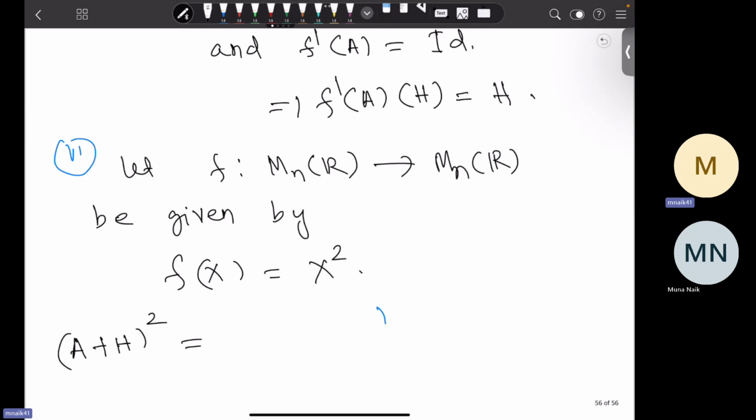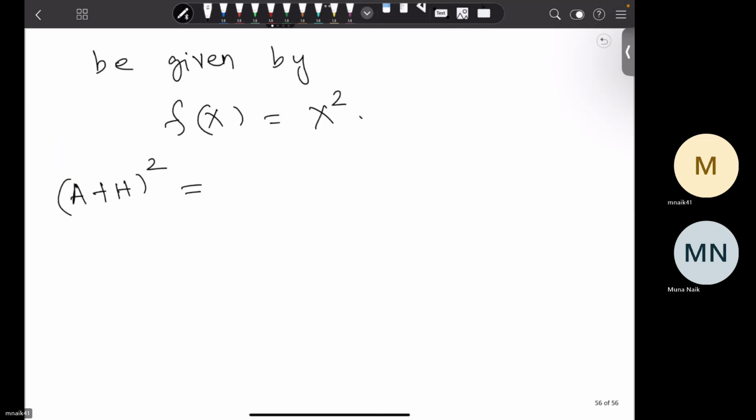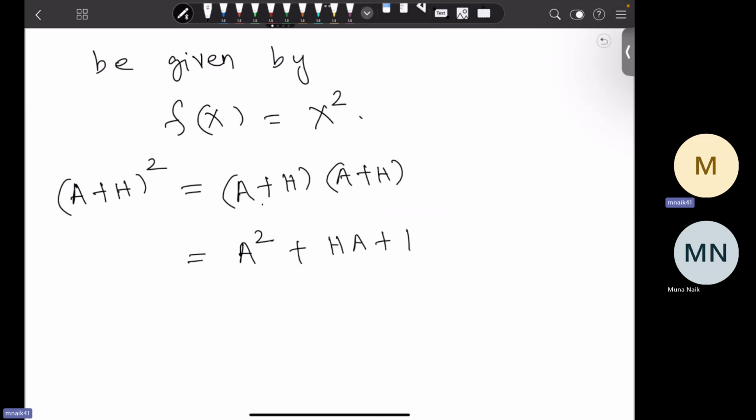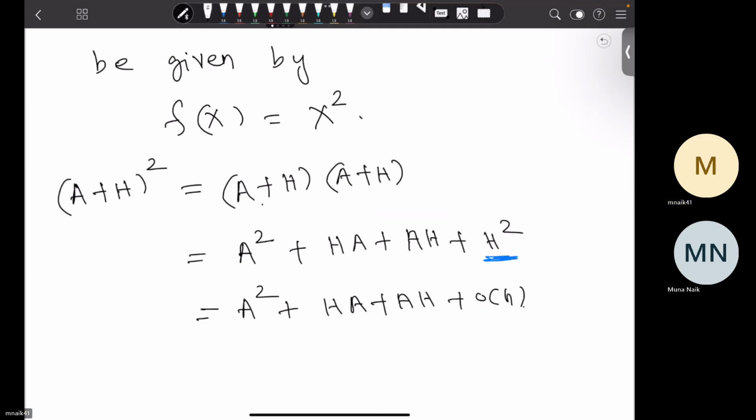This is really (a + h)(a + h). So this is a squared plus ha plus ah plus h squared. This h squared is little o of h. So this is a squared plus ha plus ah plus little o of h.